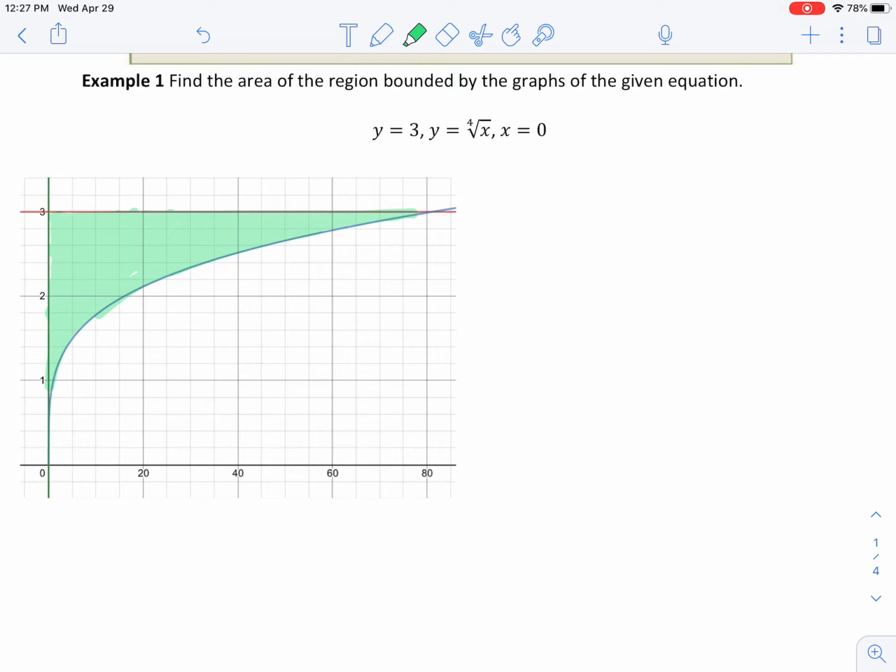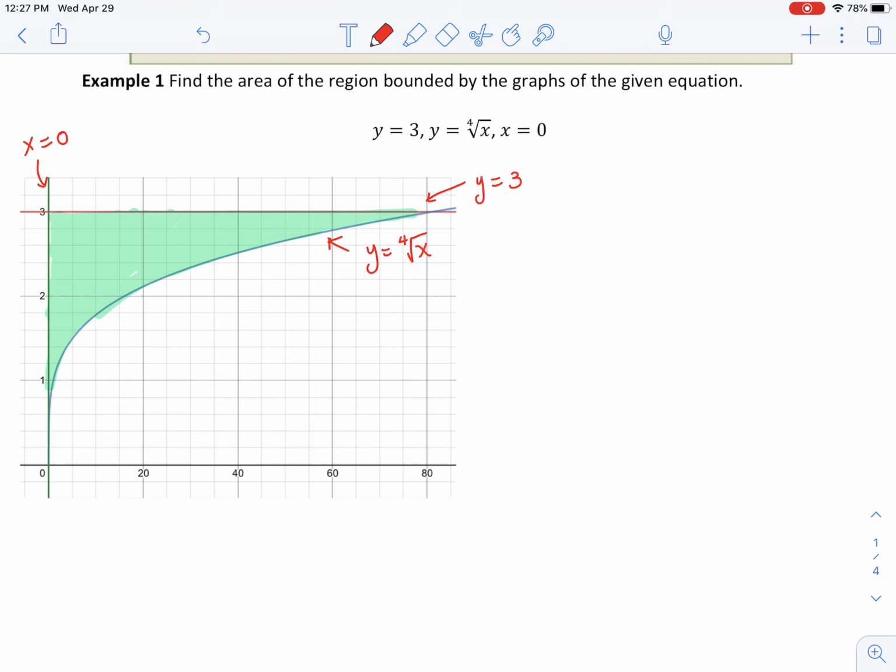So what we are going to do is we're going to use calculus to find the area. Give me 1 second. All right. Now, let me label these equations, okay? This horizontal line is y equals 3, right? And this vertical line is x equals 0. And this curve is our y equals 4th root of x, right?